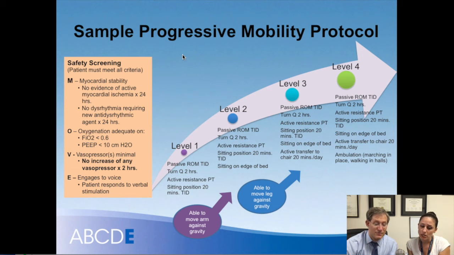And as long as the patient is engaged to voice and can respond to verbal stimulation, you can move ahead and you can start getting your patient going. So as you see here, you can start with level 1, which is passive range of motion 3 times a day, turning your patient and doing some active resistance if they can cooperate, moving all the way up to level 4, which is getting the patient up and moving. So the focus is ambulation.